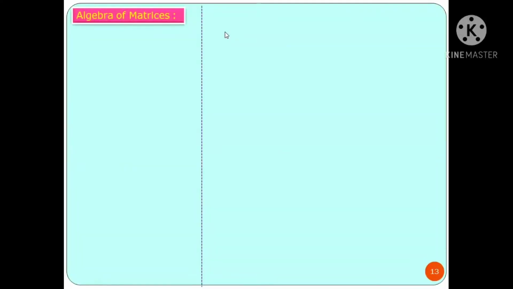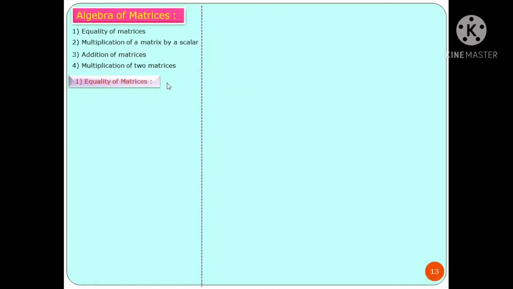Algebra of matrices. The concepts to learn in algebra of matrices are: first, equality of matrices; second, multiplication of a matrix by a scalar; third, addition of matrices; and fourth, multiplication of two matrices. Let us continue with the first one, equality of matrices.